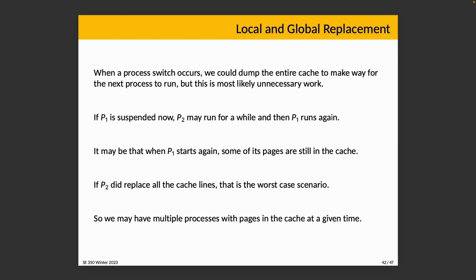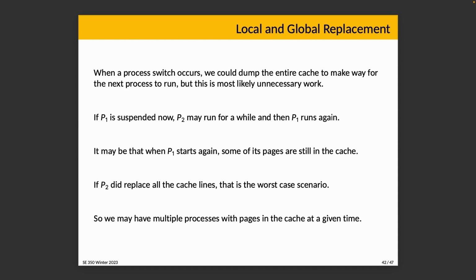And if P1 has some stuff in the cache still, well, that's great, right? We would like to keep those because we need them. If P2 did replace all the cache lines, that's sort of worst case scenario from the performance of P1's perspective. But if we went out of our way to replace everything from P1, we maybe just did some unnecessary work.